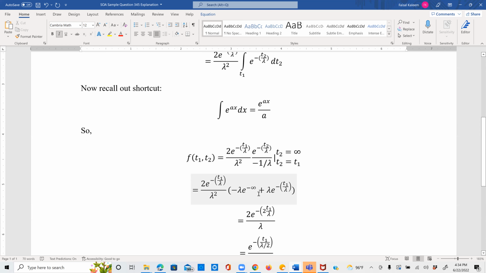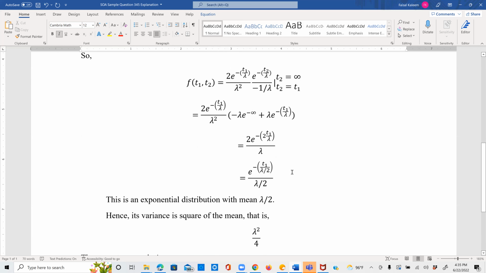And then minus the lower limit, which means minus lambda, which is plus lambda, and the lower limit T2 is T1, so it becomes e power negative T1 over lambda. Lambda was already there because of this and this. e power negative infinity is 0, so this term goes away, and then this lambda squared and this lambda multiply to give a lambda in the denominator, and then we have this 2, and then we have e power negative T1 over lambda times e power negative T1 over lambda, so that's e power negative 2T1 over lambda. Exponents add up since they're being multiplied.